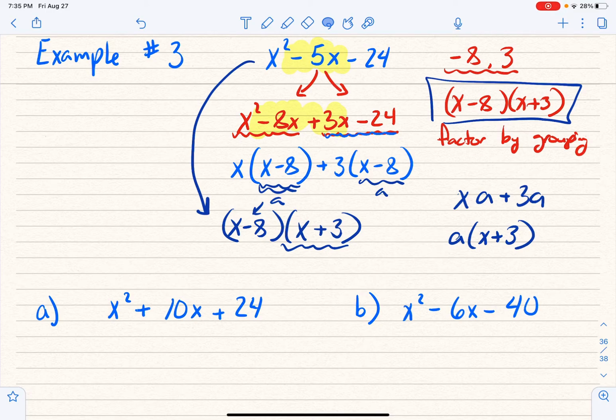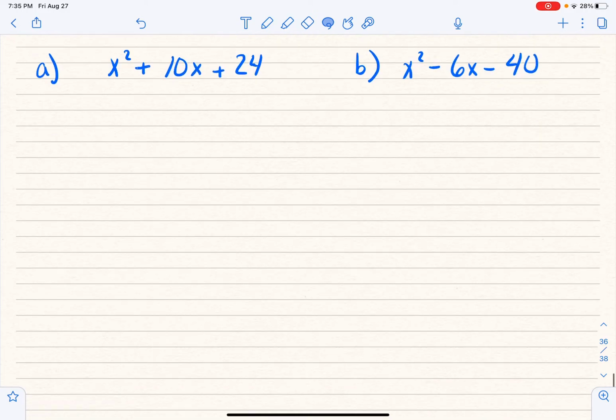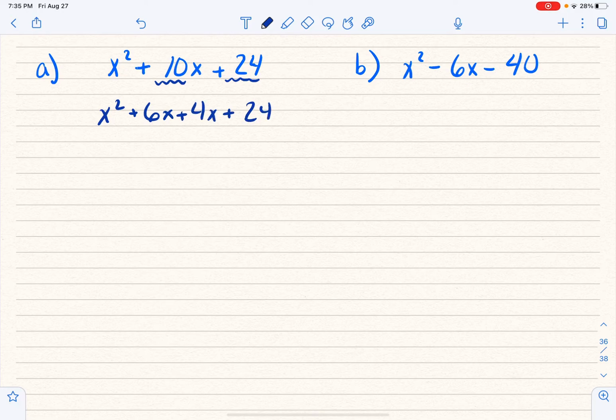Okay, all right, let's take a look at this. If I'm going to use these steps, I'm going to say what two numbers multiply together to give me 24, but when I add them, I get 10. The numbers are 6 and 4. So I'm going to say x squared plus 6x plus 4x plus 24. What did I do? I split that 10x into two parts.